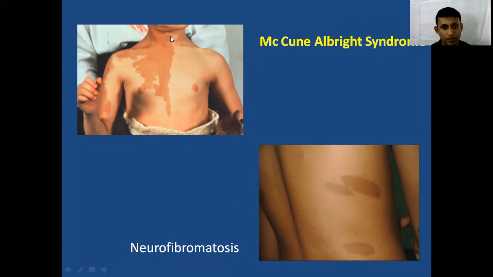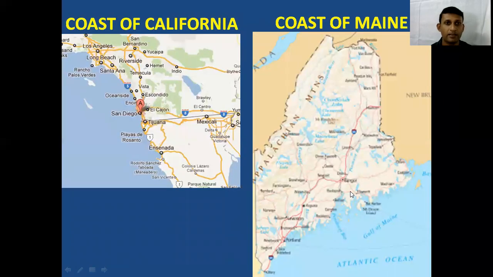Whenever we appreciate such conditions, we have to think about two things: whether it could be McCune-Albright syndrome or neurofibromatosis. That can be easily differentiated based on the outline of the lesions. As you can see, in McCune-Albright syndrome the outline is very irregular, whereas in neurofibromatosis the outline appears to be smooth. That's why theoretically they compare neurofibromatosis to the coast of Maine, where you can see a very smooth outline, and McCune-Albright syndrome to the coast of California.